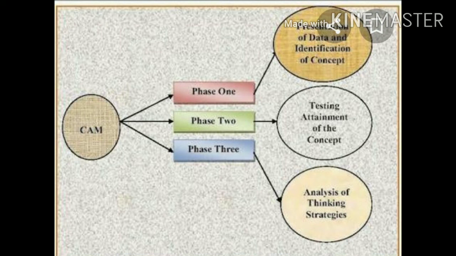In the concept attainment model, we have three phases. The first phase is presentation of data and identification of concept. Phase 2 is testing of attainment of concept, and phase 3 is analysis of thinking strategies. Here in the question we are asked what phase 3 is. So the answer is analysis of thinking strategies.